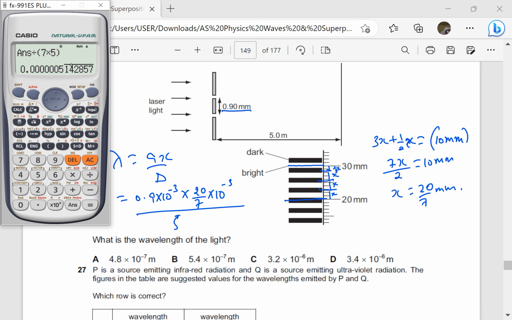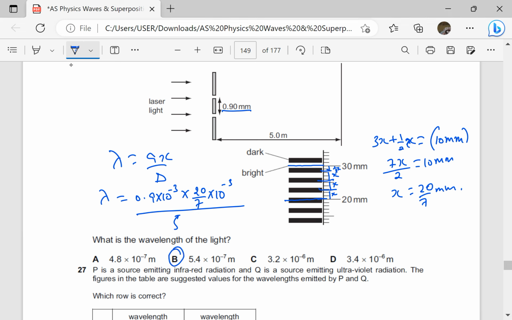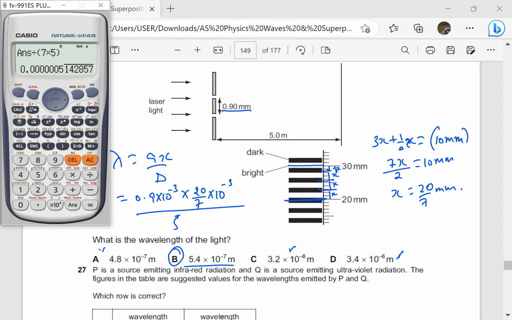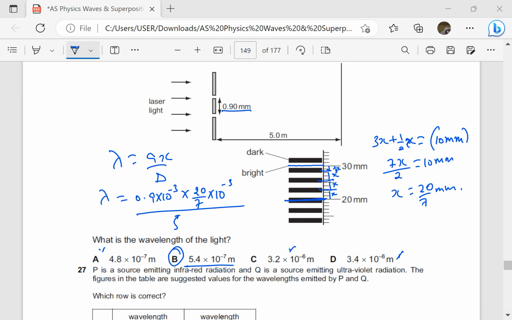The most correct answer here is going to be 5.4 times 10 power negative 7, because all the other options are far off from that. This is because we have made an estimate here. It may not be exactly 5.1, but this is the most correct answer there.